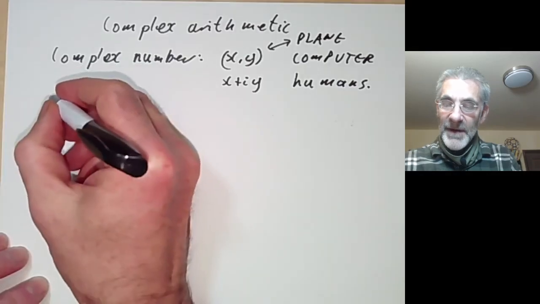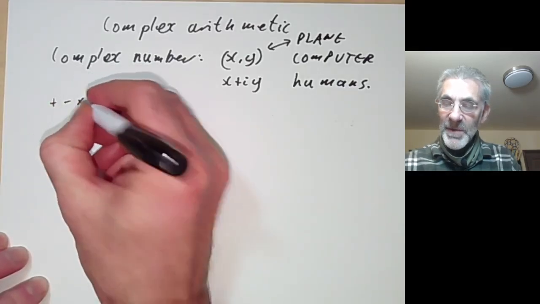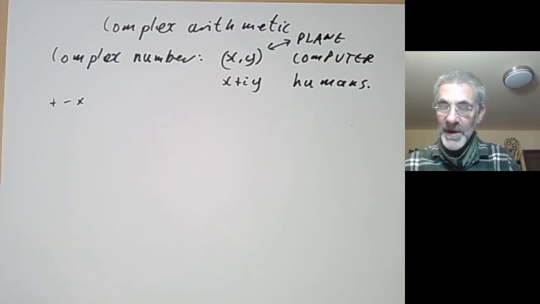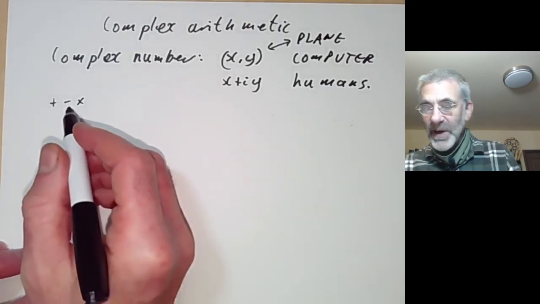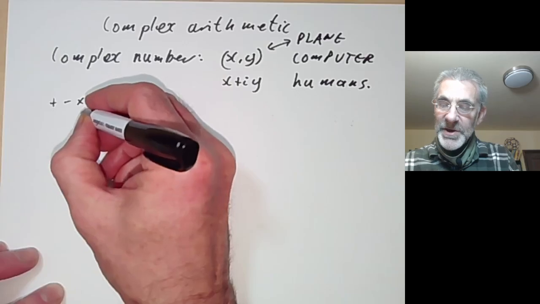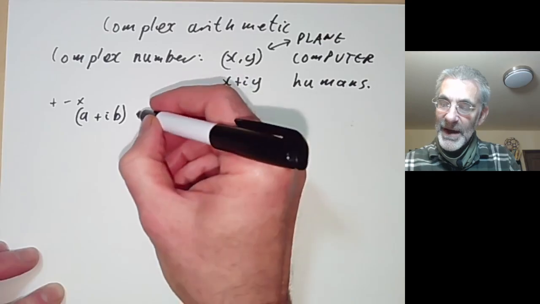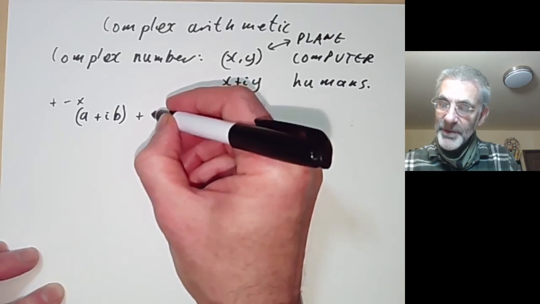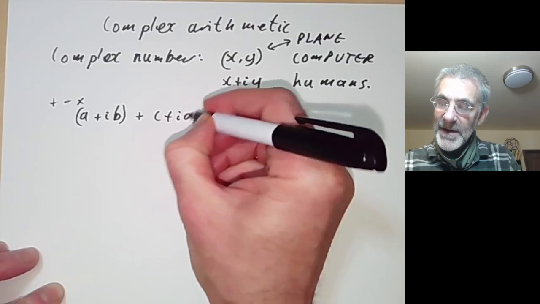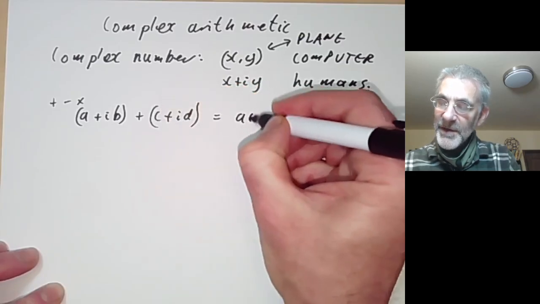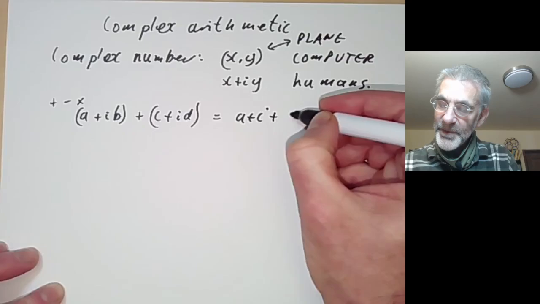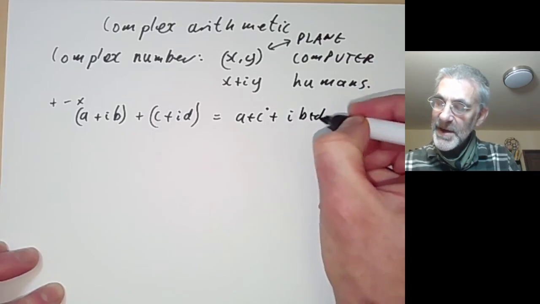Now we need to define addition, subtraction and multiplication, and we'll do division a little bit later. So addition is completely obvious. Addition is just the same as for addition of vectors in the plane, so a plus ib plus c plus id is just, rather obviously, given by a plus c plus i times b plus d.